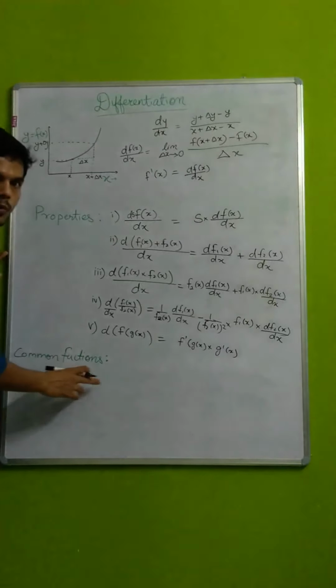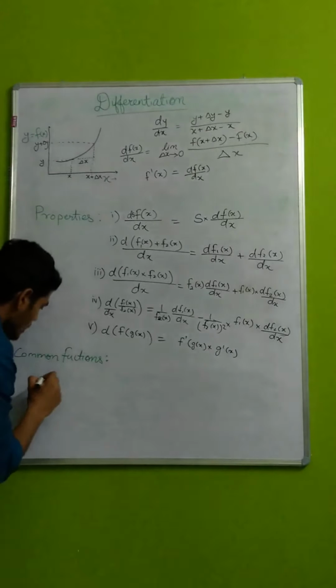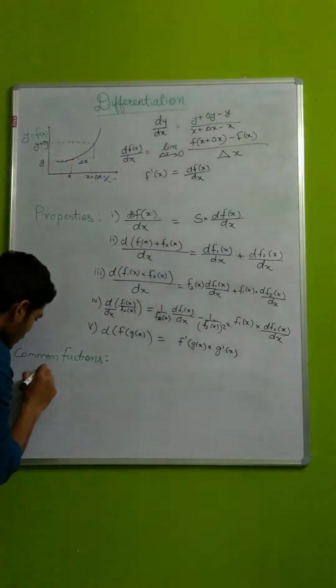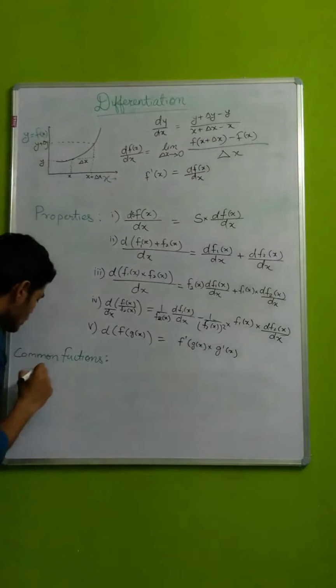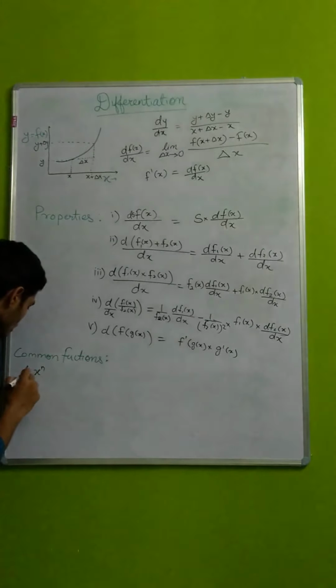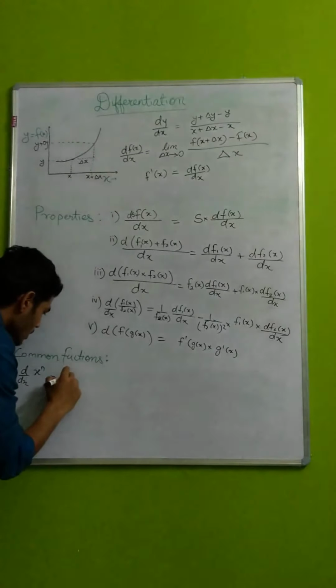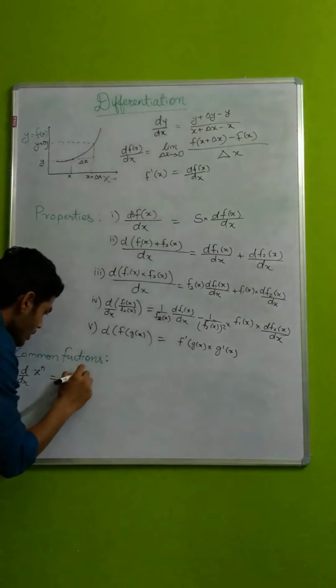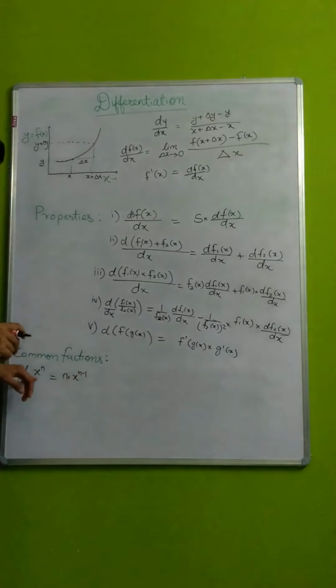Now we will look at some common functions differentiation. Like if function is x raised to power n, then its differentiation is given by n into x raised to power n minus 1. This is the differentiation of x raised to power n with respect to x.